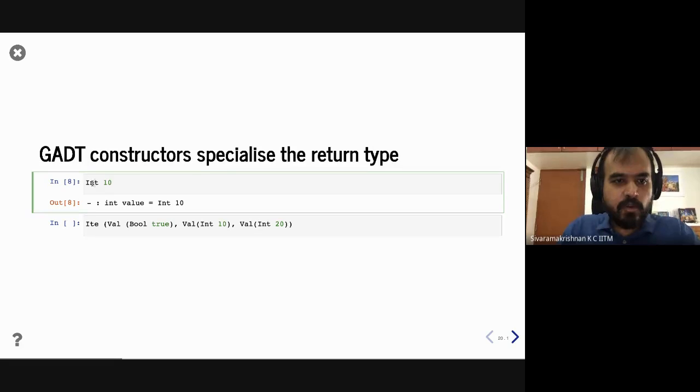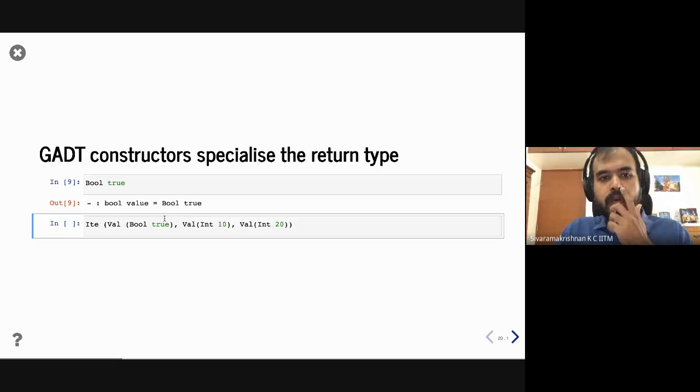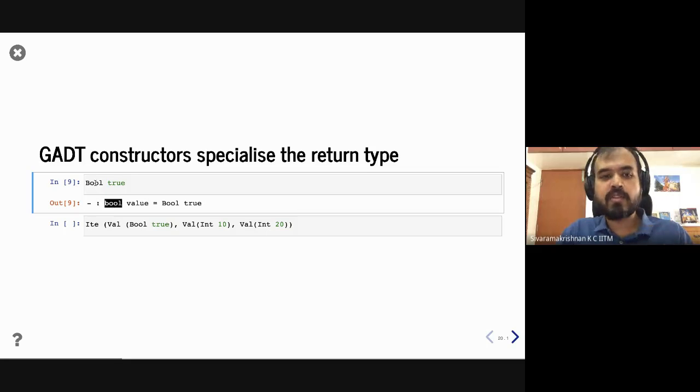And similarly, if I do bool, say true, I get bool true, a Boolean value as a result. So the type, this alpha type, is actually specialized based on the constructor, right? I'll put it back to what it was.